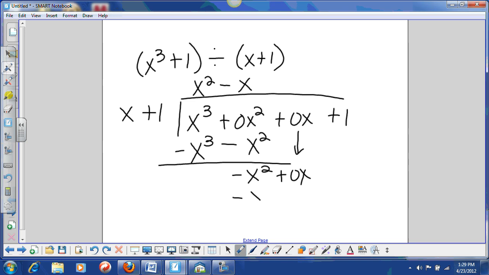Negative x times x is negative x squared. And negative x times 1 gives us negative 1x, doesn't it? Now, once again, we're subtracting, so we need to switch all the signs. So negative x squared, positive x squared, that goes away. That leaves us with x, plus, bring down the plus 1. How many times does x plus 1 go into x plus 1? 1 time.